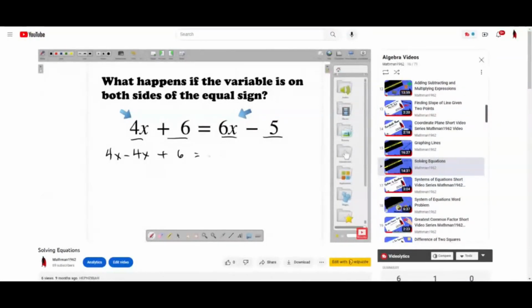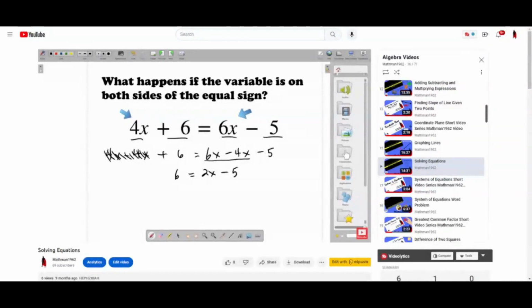If I do that on the left, I must do that on the right. So these are going to add out, which was the whole purpose. I'm left with 6 on this side. 6x minus 4x, I'm going to combine like terms. I get 2x minus 5.